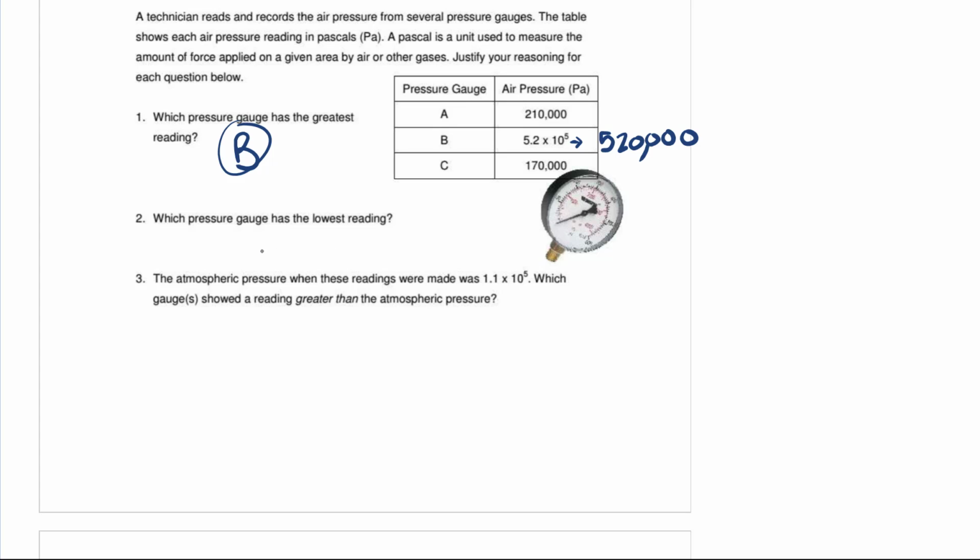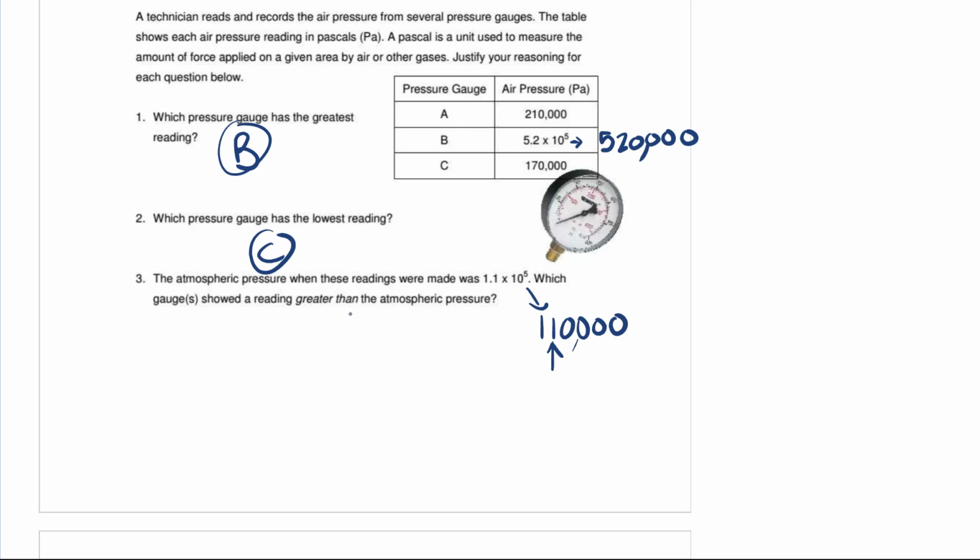Which one has the lowest reading? Well, now we know it's C because we have them converted to the same form. The atmospheric pressure was 1.1 times 10 to the 5. Let's convert that to standard form since we have the rest of them in standard form. We're going to move the decimal 5 times. So 1, 2, 3, 4, 5. Notice when I do that, I am moving the decimal the first time on the 1, and so I'm not just adding 5 zeros. Okay. Let's say this is 110,000.